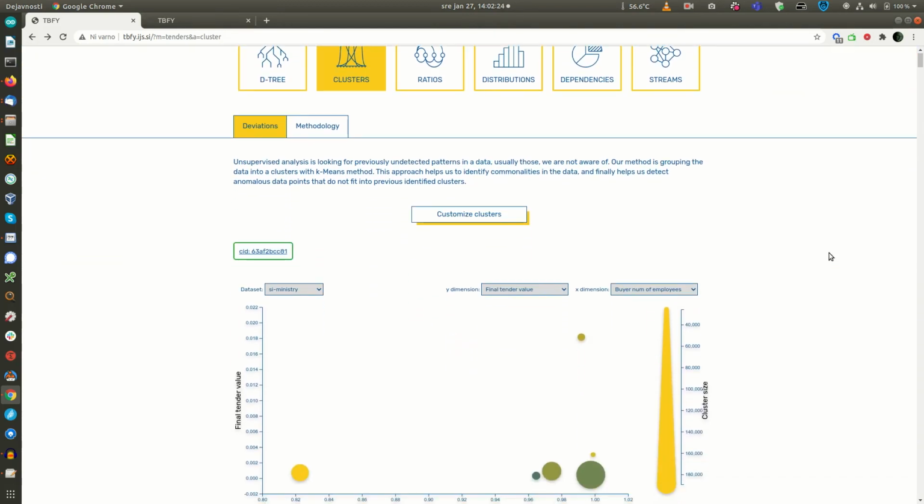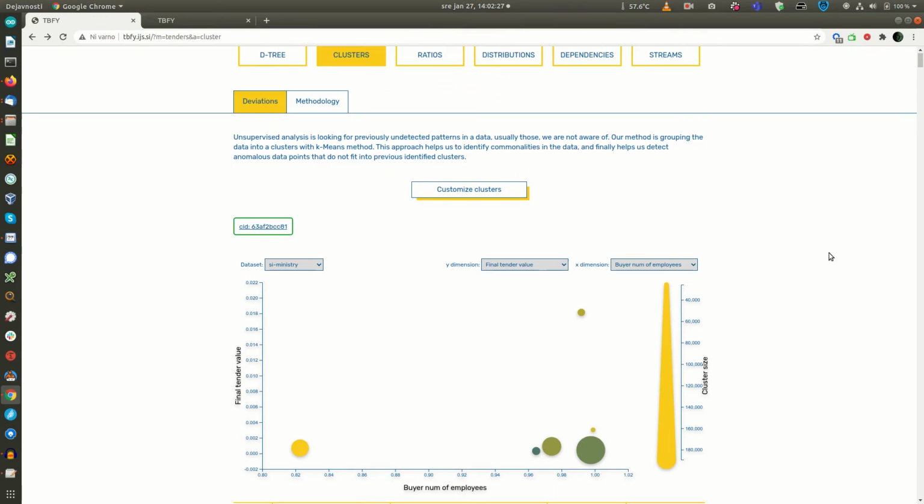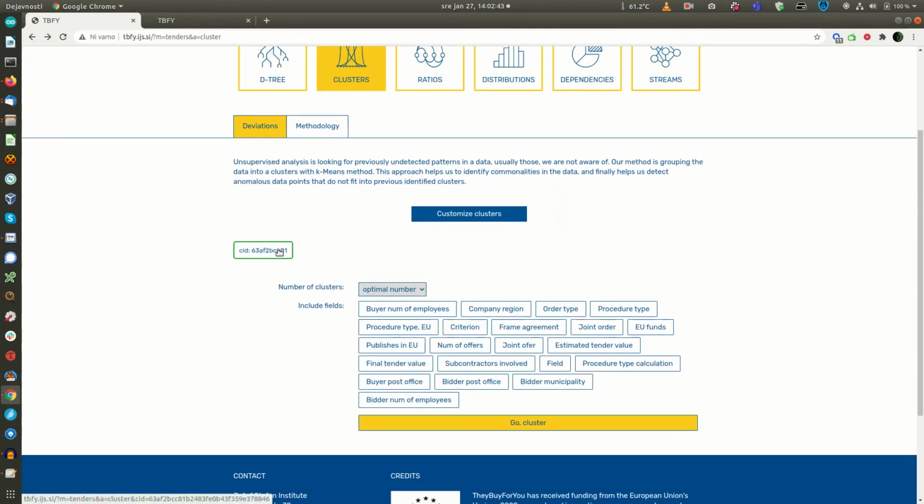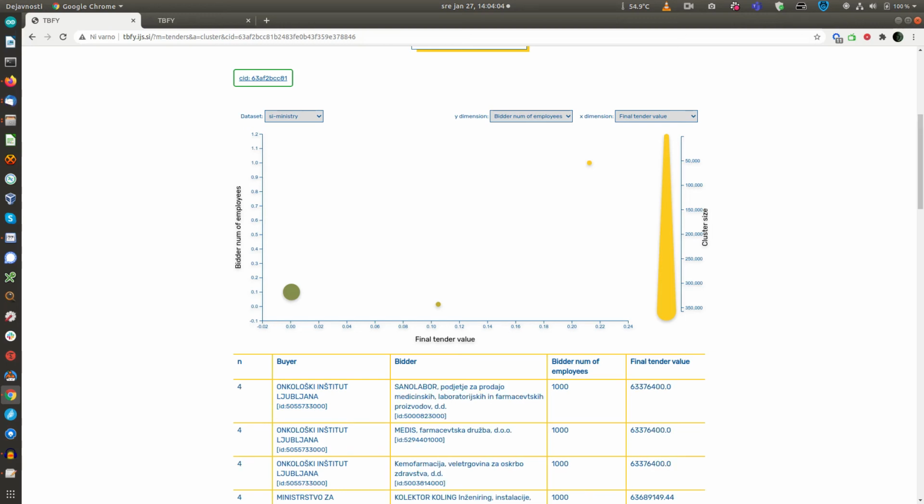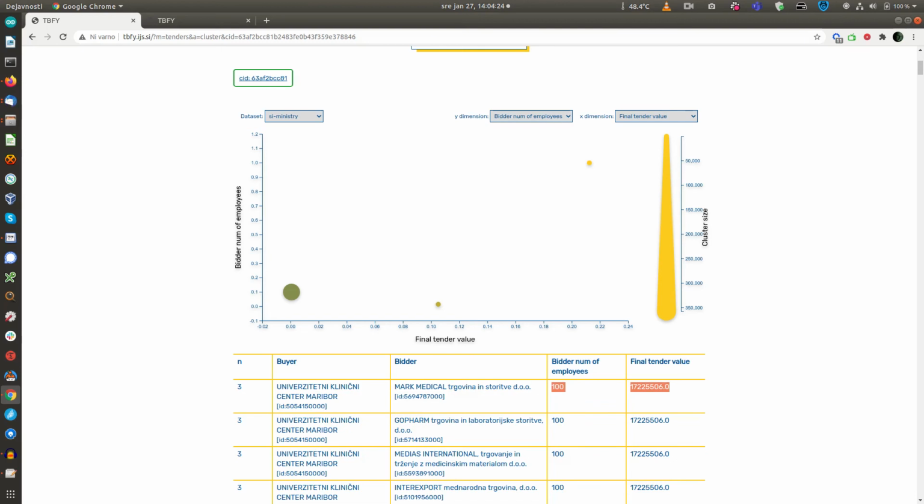Here we will briefly show the unsupervised method, which is accessible under the clusters. We can do analysis and visualization of different variables. Let's take a look at how company size is related to final tender value. At the bottom of the graph, we can see the small companies which won small tenders. On the top right side of the graph, we can see the big companies which won big tenders. We can also see a group of small companies which won relatively big tenders, which could be an anomaly.